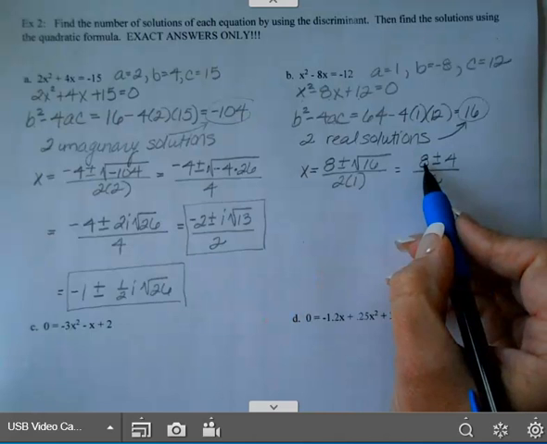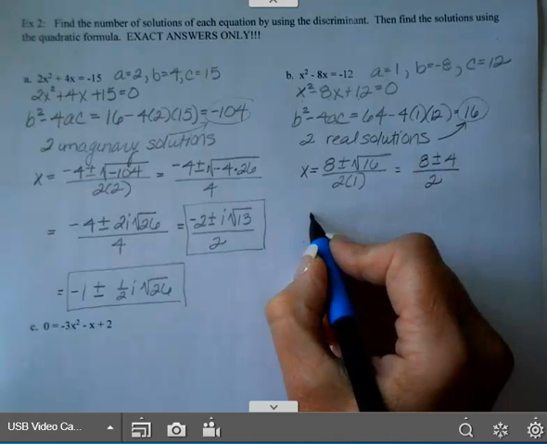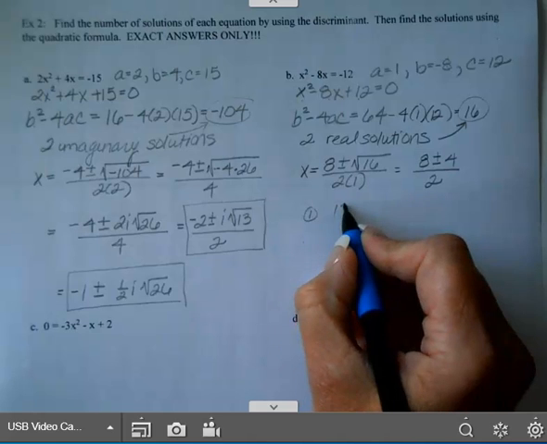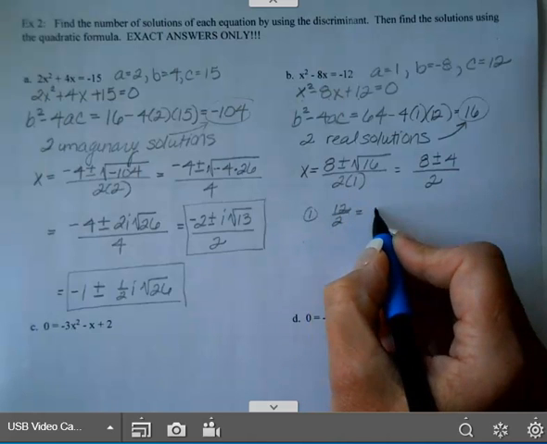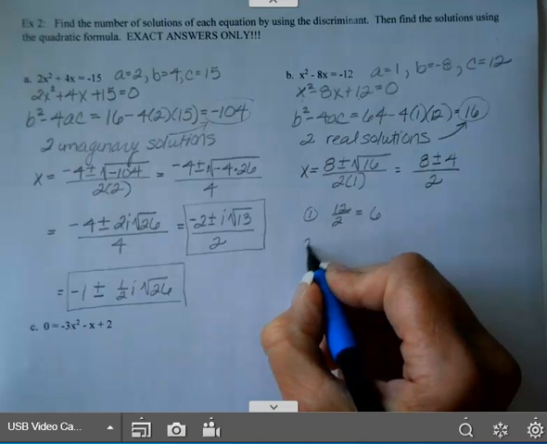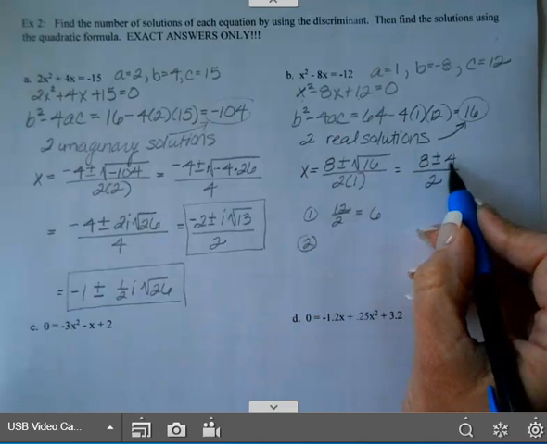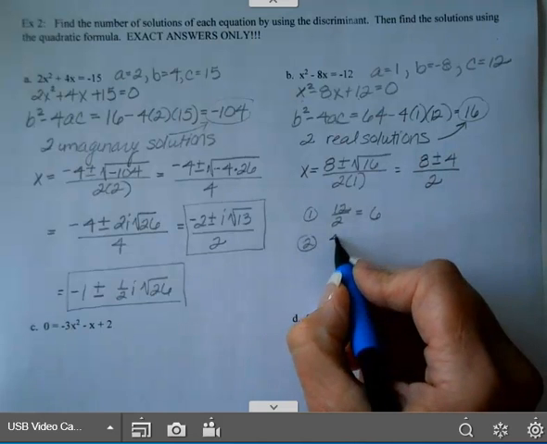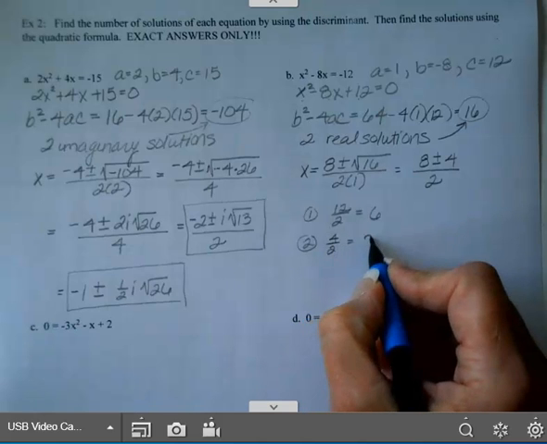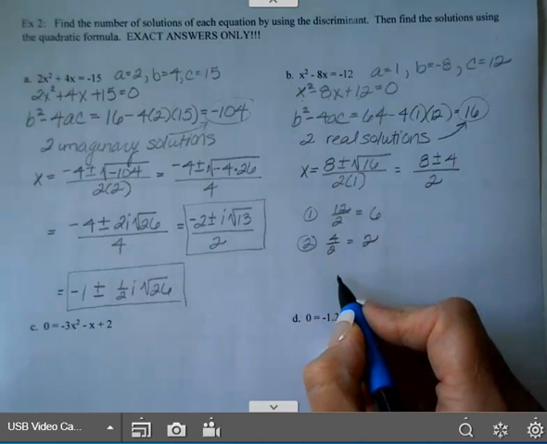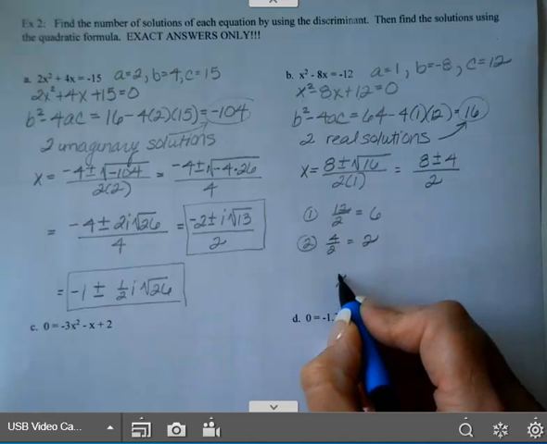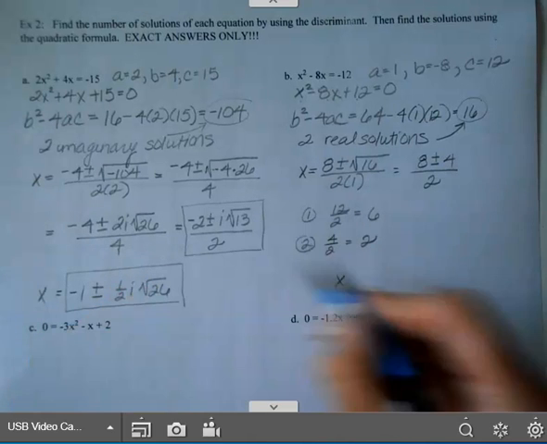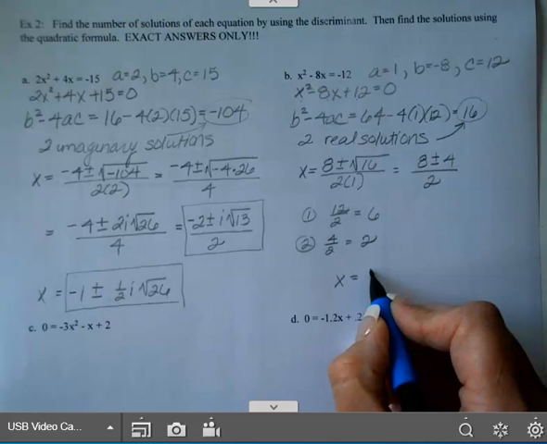My first solution is 8 plus 4, so I'm going to have 12 over 2, which is 6. And my second solution is going to be 8 minus 4, which is 4 over 2, which is 2. So my solutions on this are x, and I could have put x equals here too, x equals 6 and 2.